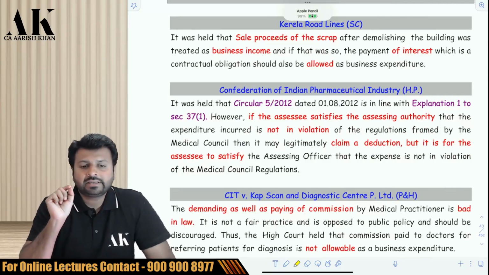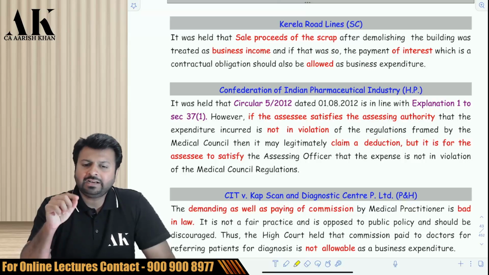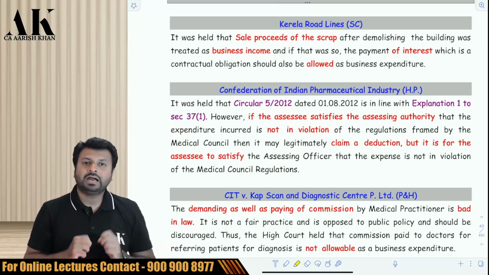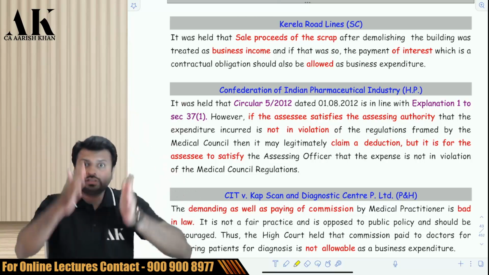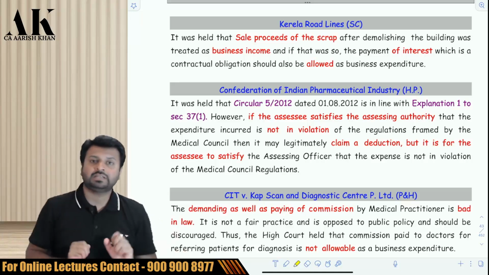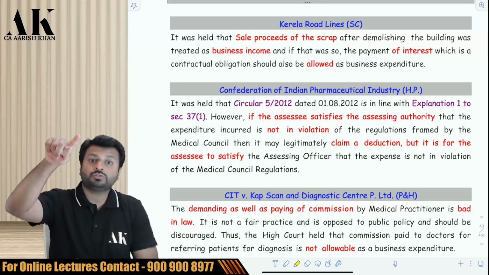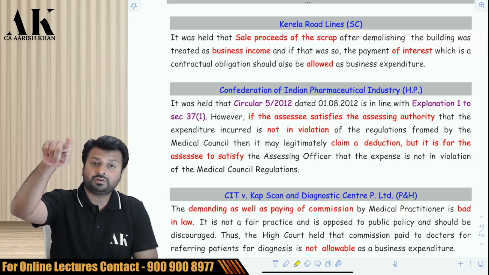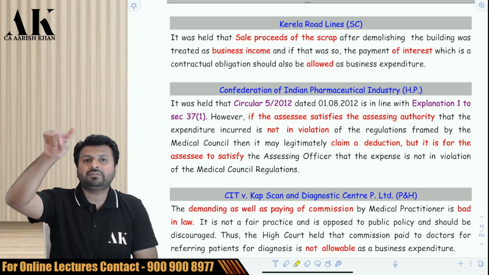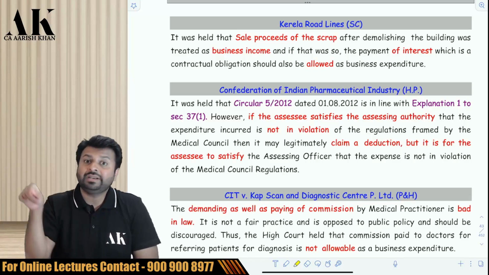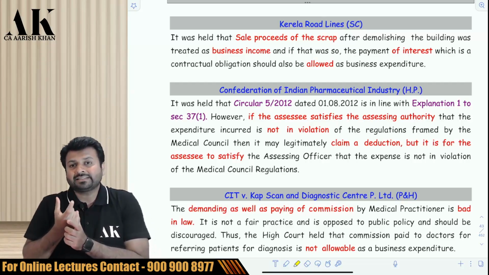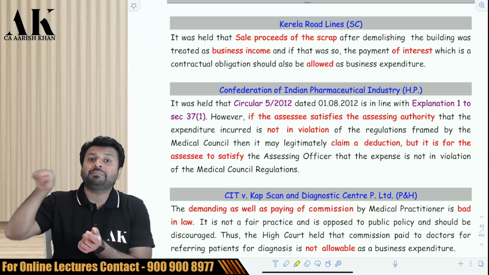First, Kerala Road Lines Supreme Court judgment, an important one. It has come in the exam also once or twice. What has happened in this case? The assessee has bought a building. After buying that building, the assessee has demolished that building, and whatever scrap has come, assessee has offered that scrap as PGBP income. Now, as against that, assessee also has to make the payment to the other person, because he has bought the building from some person. So assessee has to make the payment for that building. So assessee made the payment for that building in delay. So assessee has to make some interest payment for that, because the assessee is making the payment in delay, not on time. So that interest, assessee started taking deduction against the scrap of the building.